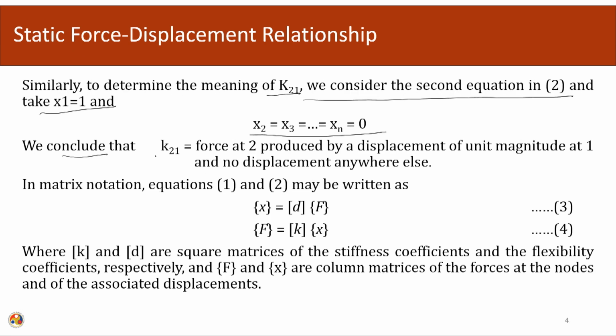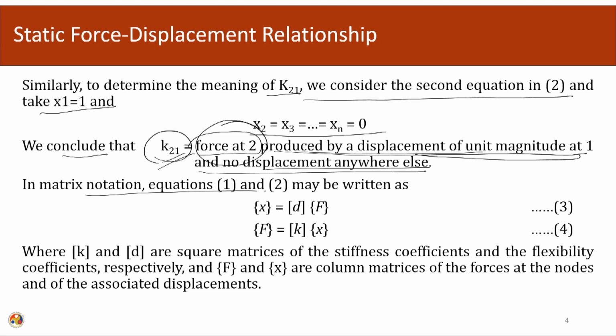So, it means that K21 is nothing but the force at 2 produced by a displacement of unit magnitude at 1 and no displacement acting anywhere else. So, this K21 becomes the magnitude of the force produced at 2, and this is caused by a displacement of unit magnitude at 1 and no other displacement is acting anywhere. Similarly, in matrix notation we denote the flexibility matrix and the stiffness matrix in this sense.